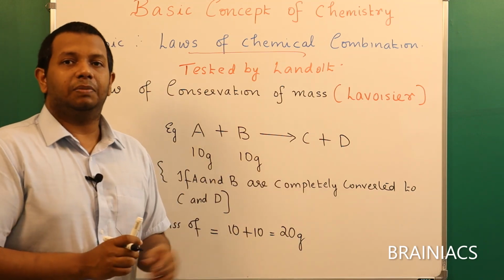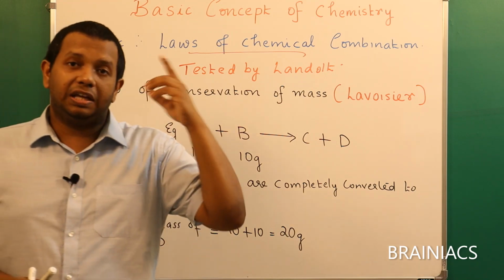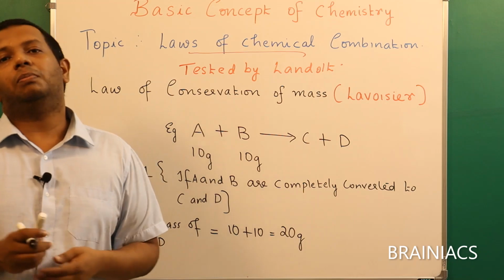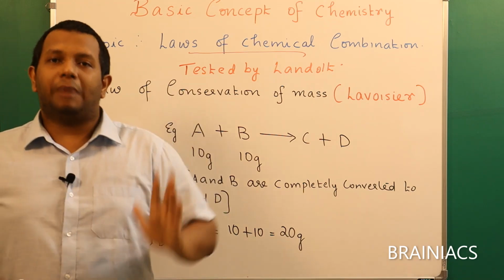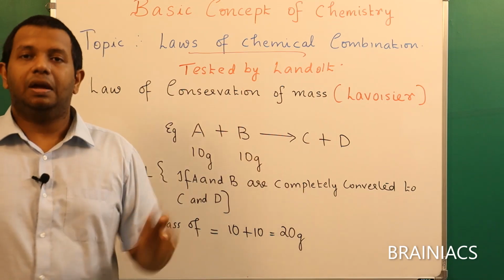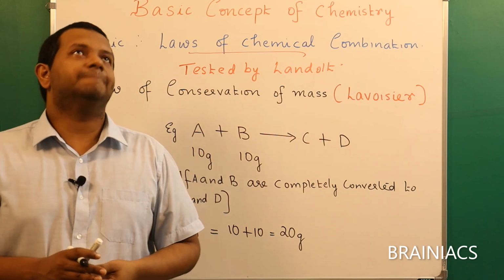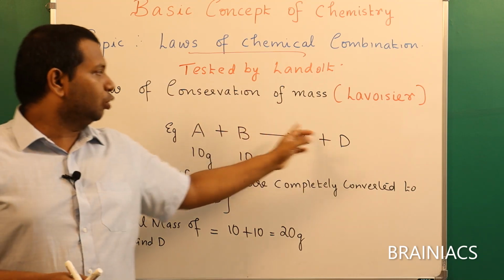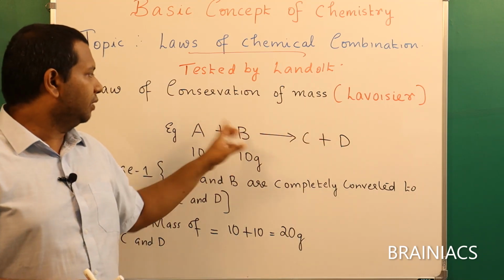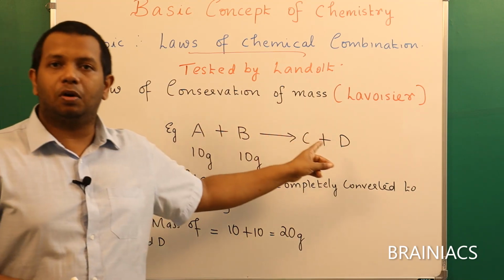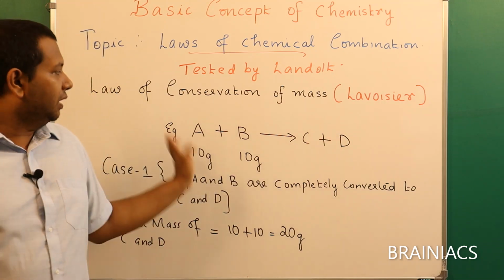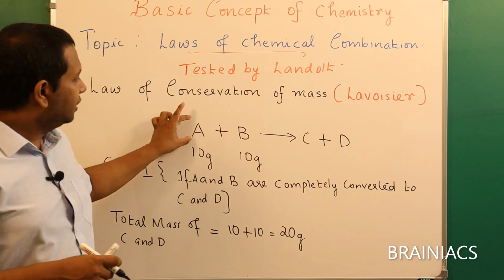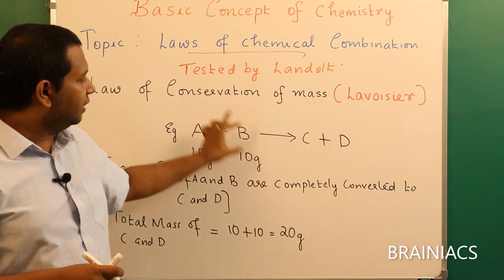Don't think like that, because 1 mole of any substance has a different weight. For example, 1 mole of sodium has a mass of 23 gram, 1 mole of magnesium has a mass of 24 gram, and 1 mole of hydrogen has 2 gram. So here it is 1 mole of A reacting with 1 mole of B to produce 1 mole of C and 1 mole of D, but the mass will be different. But we can say that you have taken 10 gram of A and 10 gram of B.